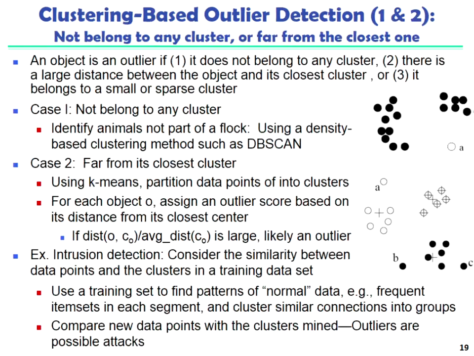In the clustering-based approaches, an object is an outlier if, and here there are three possibilities. One, it does not belong to any cluster. This is the first possibility. Two, there is a large distance between the object and its closest cluster. Or the third possibility is it belongs to a small or sparse cluster.